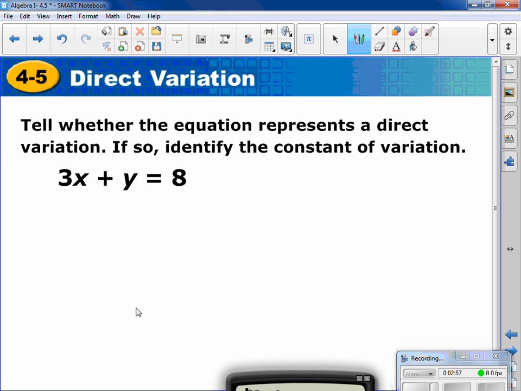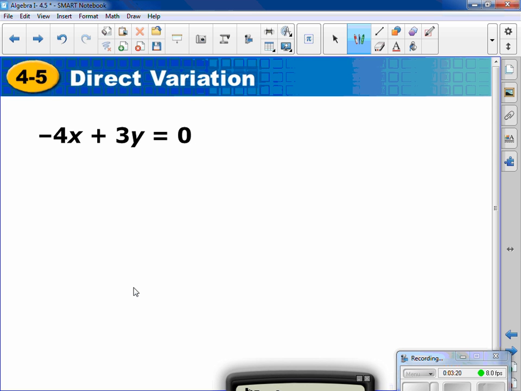How about this one? I have 3x plus y equals 8. Can that be put into the form of y equals kx? Even if I rearrange this, I'm going to have this 8 here. Because this 8 is here, it is not a direct variation problem. How about this one?